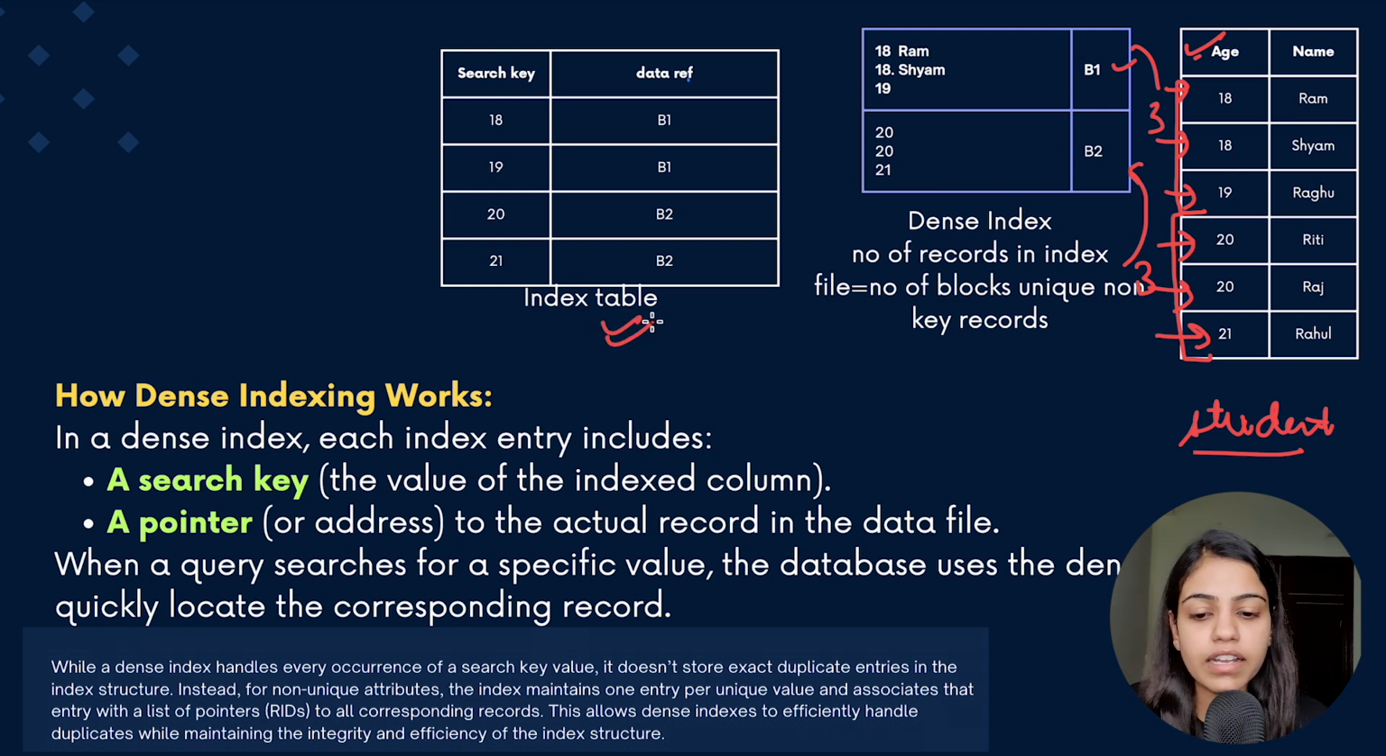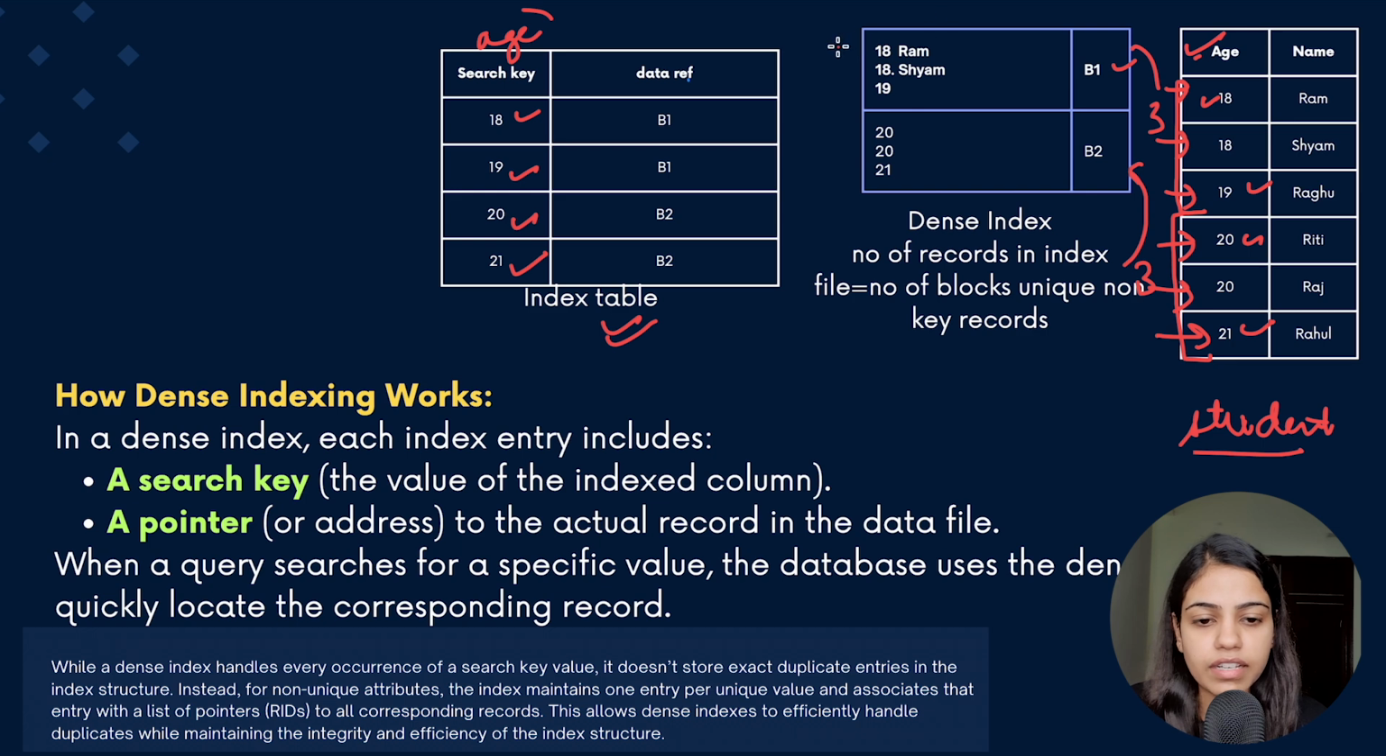So as I told, that index table would have entries equal to the number of unique non-key column values. Here are the unique values: 18, 19, 20 and 21. So the search key, the indexed column on which we are making the index, that is age, would have 18, 19, 20 and 21, and then we will provide the block pointer.